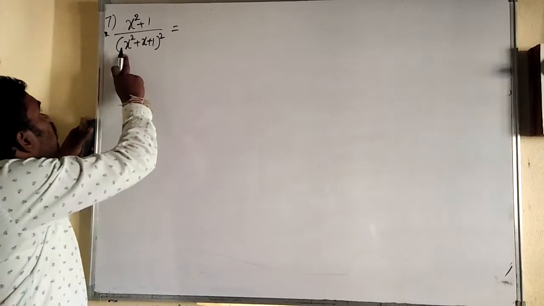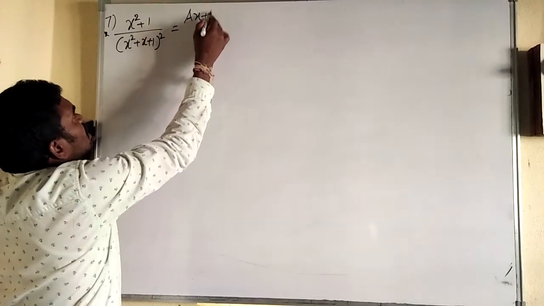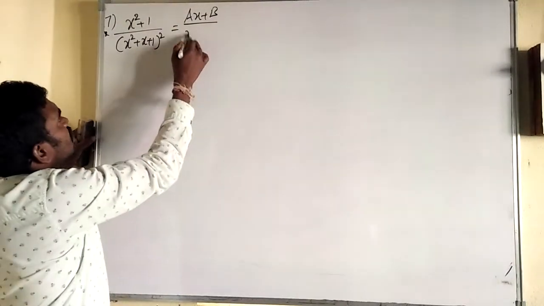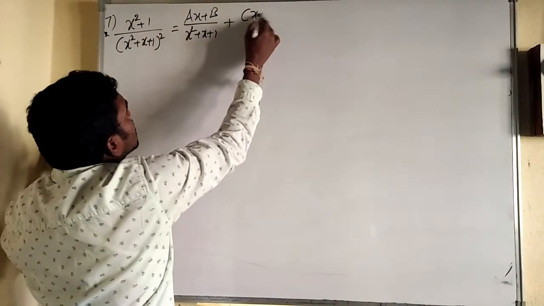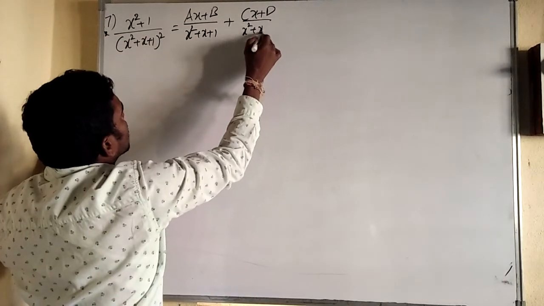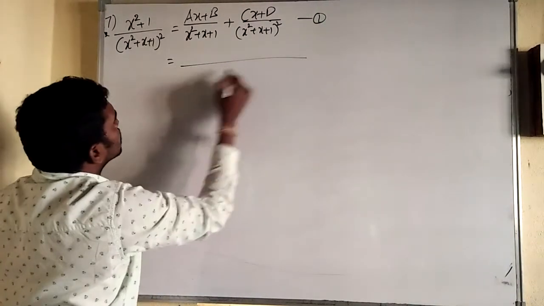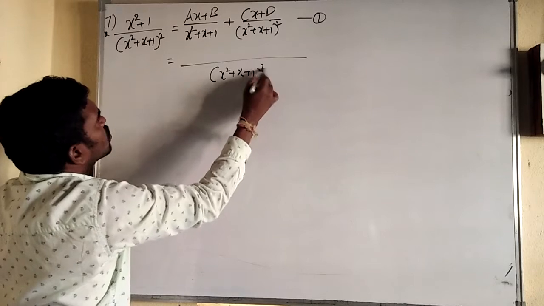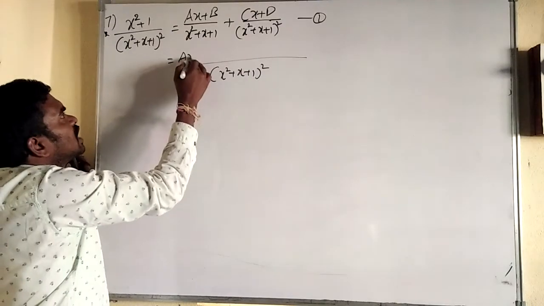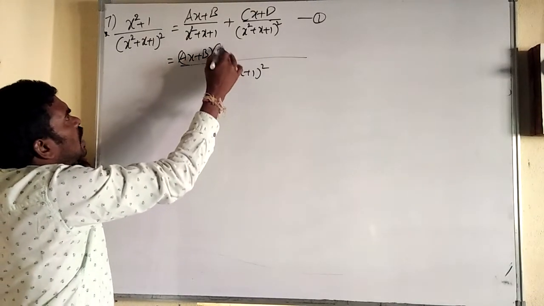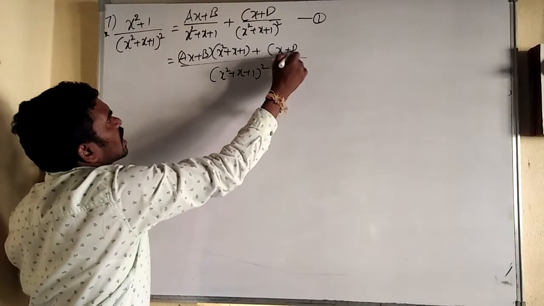Then how? It is a quadratic. Am I right? X square degree means second degree is quadratic. So quadratic means what? (Ax plus b) by (x square plus x plus 1). Again it is square is there. Also write one more term, that is (cx plus d) by (x square plus x plus 1) whole square. Equation 1. So take LCM first. So (x square plus x plus 1) whole square. See, single term, this is the square term. So required one single term, (ax plus b) into (x square plus x plus 1) plus this is already same term. So cx plus d directly we can write.